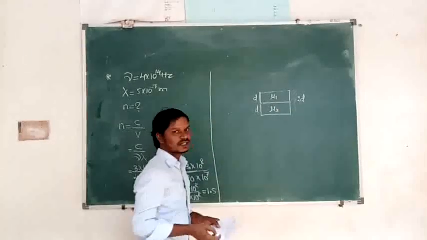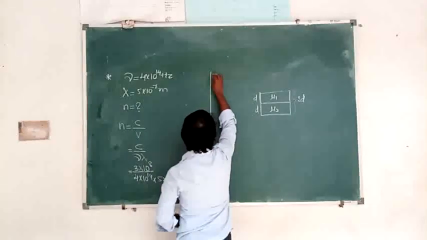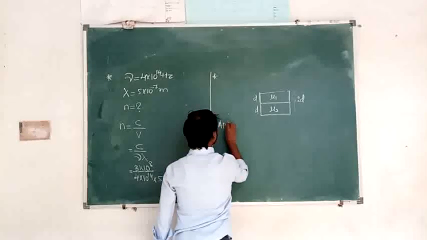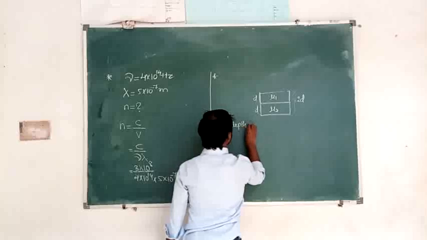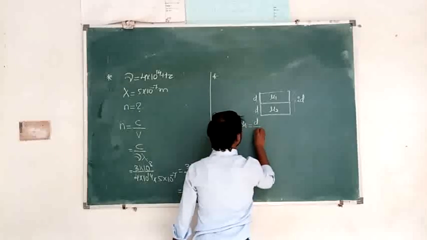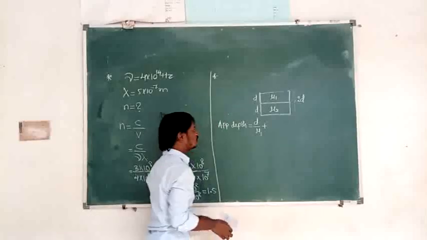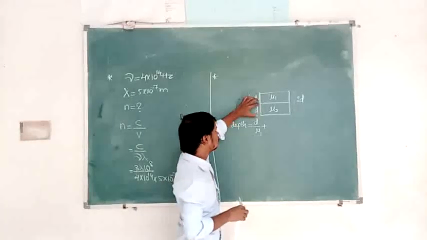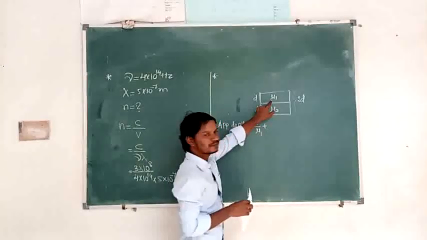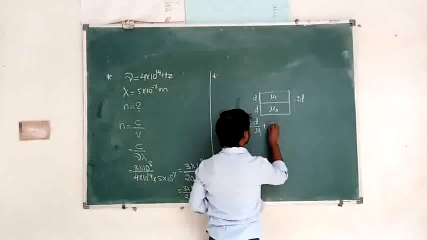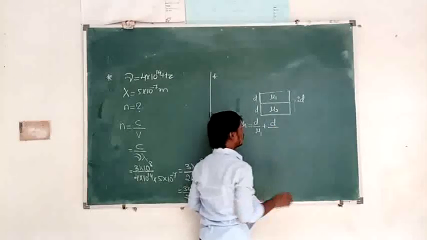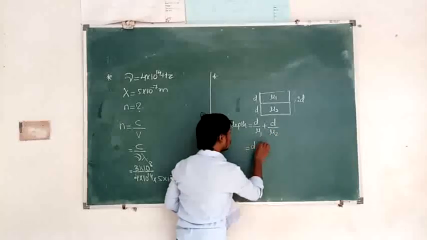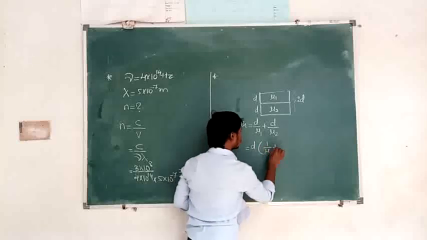So we are going to find the apparent depth. Already I said, what is the expression for the total apparent depth? Apparent depth is equal to d by mu1 plus d by mu2. D is the real depth for the first half filled liquid, and its refractive index is mu1. Next, the real depth for the next half filled liquid is d, and its refractive index is mu2. Then what is common here? D is common. Then it is 1 by mu1 plus 1 by mu2.